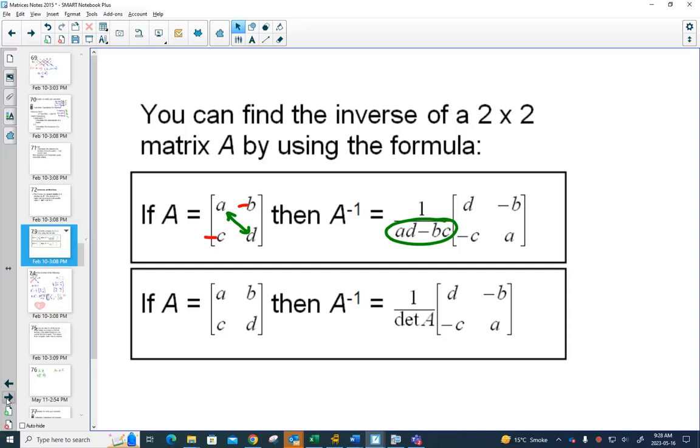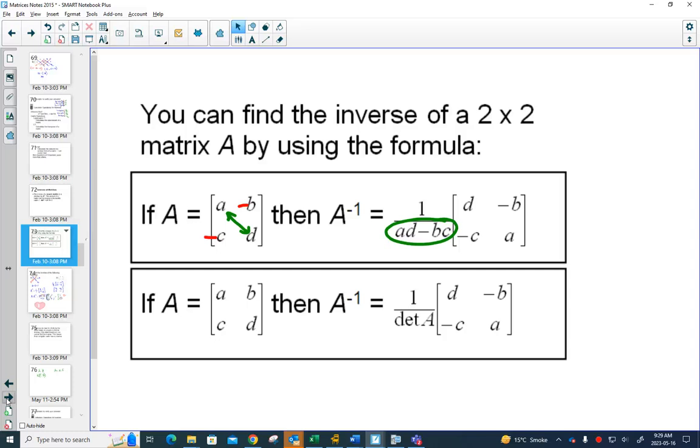And this is one of the reasons why, before, I said if the determinant of a matrix is 0, the inverse doesn't exist. The reason is because in this formula, you have to do 1 divided by the determinant, and if the determinant is 0, you're not allowed to do that.